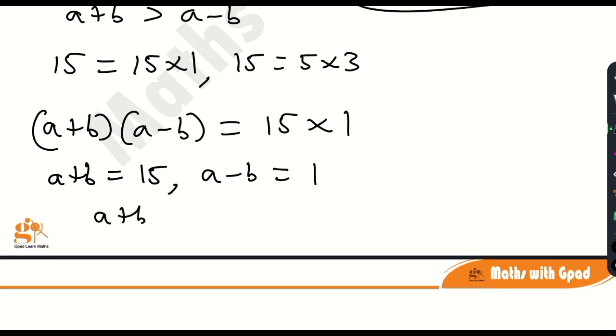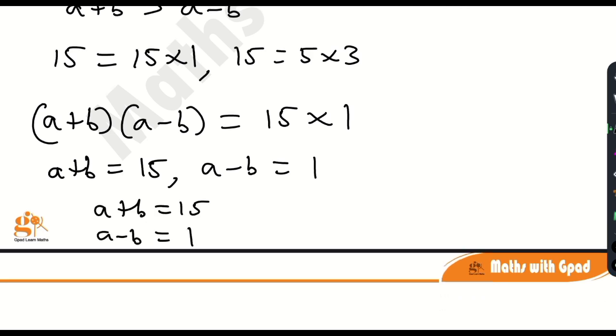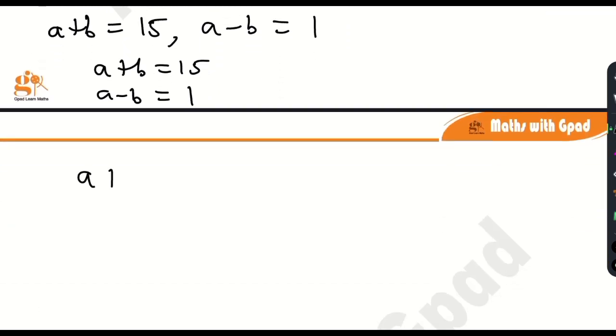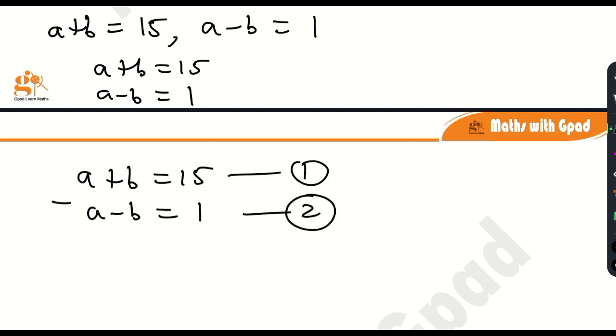So a plus b is equal to 15, then a minus b is equal to what? 1. What do we do? I'll just have to rewrite this here. So a plus b is equal to 15, a minus b is equal to 1. We can subtract if we want to get rid of a. So I'm going to subtract. If I count this equation 1, equation 2, I can say equation 1 minus equation 2 to get rid of this a here.